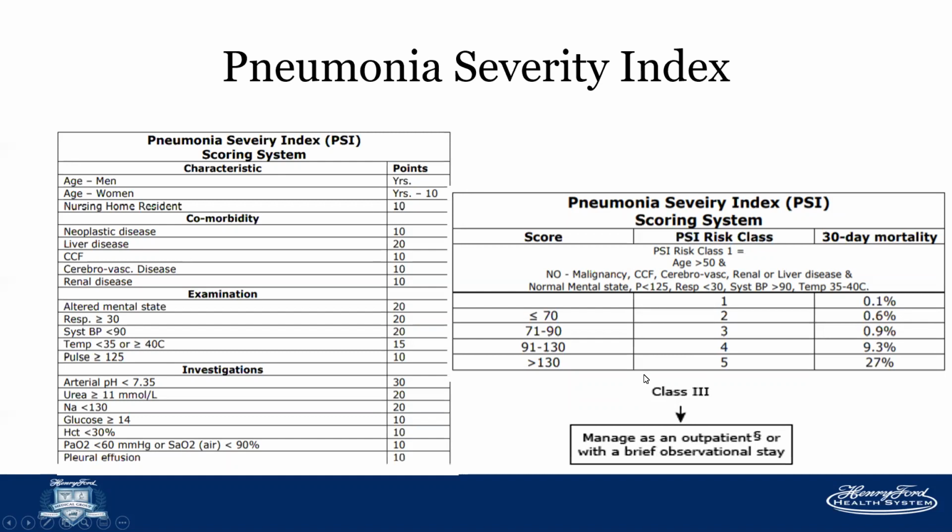But it's helpful in regards to prognosis. So the higher the score, the higher the 30-day mortality, as you can see. And typically the higher the mortality, usually the higher the acuity of the patient. So if someone is coming in with a score of 4 or 5, they're usually being admitted to the intensive care unit.